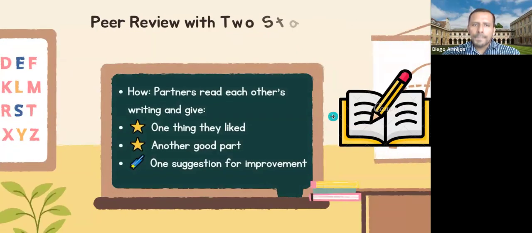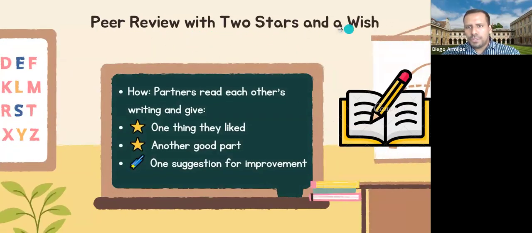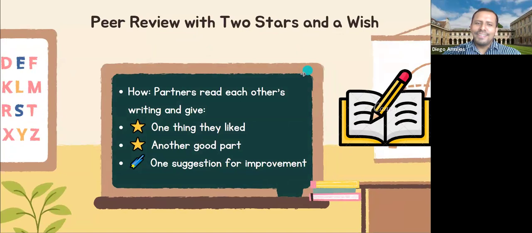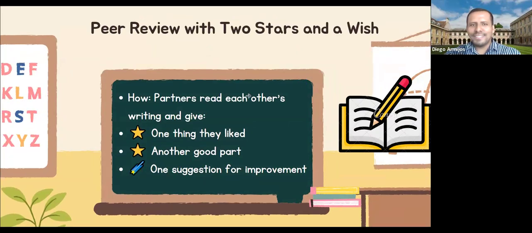Now, peer review with two stars and a wish. This is quite exciting, especially for children, because they love drawing. So it's a good idea to peer review in this way. Partners read each other's writing and give a star for one thing they like, another good part, and one suggestion for improvement, they can write like a wish, right? So in that way, students may not feel miserable, they may not feel sad about it. So with drawings, it's more friendly for them.